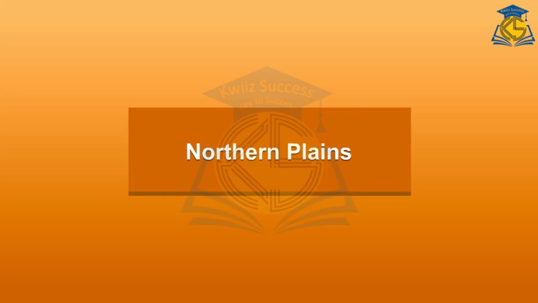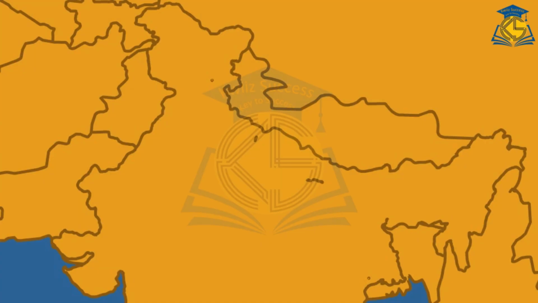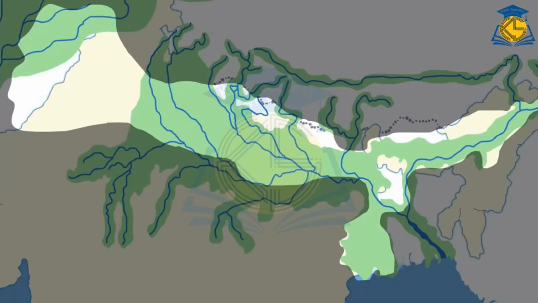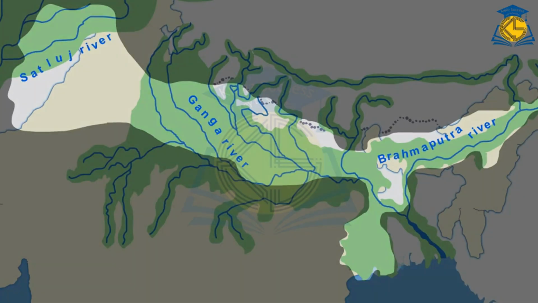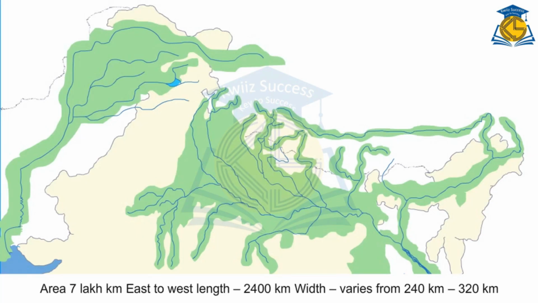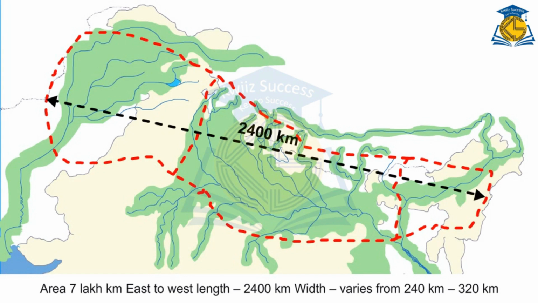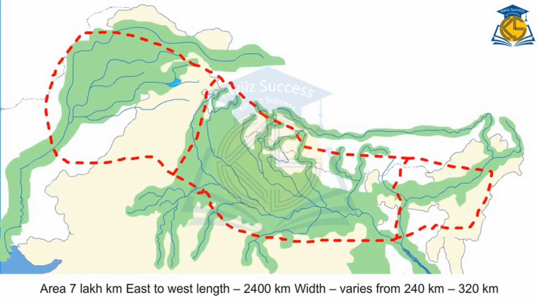Northern Plains. The northern plains, located to the south of Himalayas, are formed of sedimentary deposits of alluvium brought down by rivers Ganga, Sutlej, Brahmaputra and their tributaries. It covers an area of 7 lakh kilometers. Its east to west length is 2,400 kilometers. The width varies from 240 kilometers to 320 kilometers.